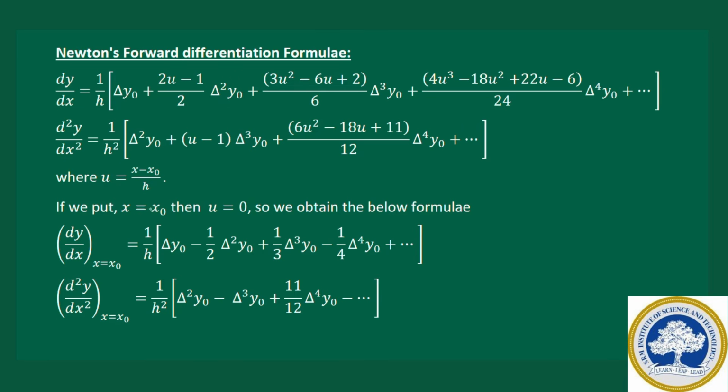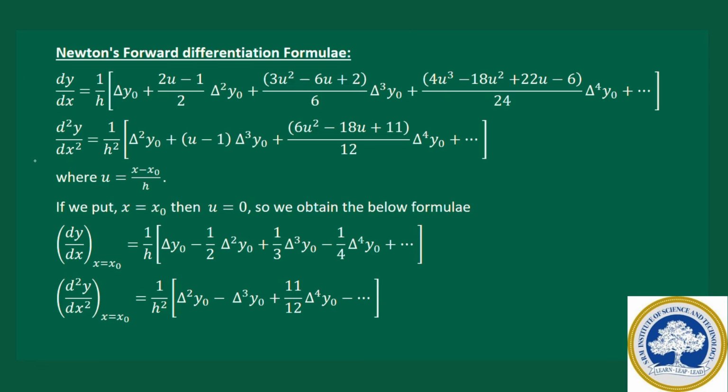If we put x equal to x naught, then in the above formulas we can substitute u equal to 0, so that the first two formulas, which were in terms of u, are reduced without u. dy by dx at x equal to x naught is given by 1 by h into delta y naught minus 1 by 2 into delta square y naught, and so on. Similarly, d square y by dx square at x equal to x naught is equal to 1 by h square into delta square y naught minus delta cube y naught, and so on.